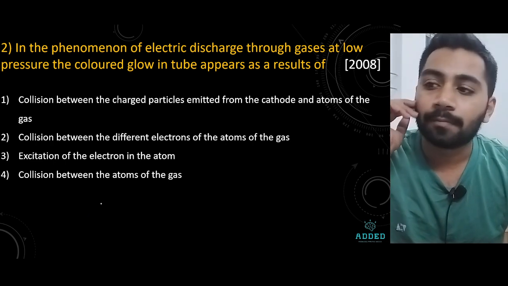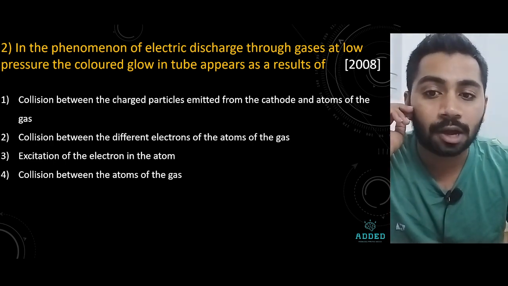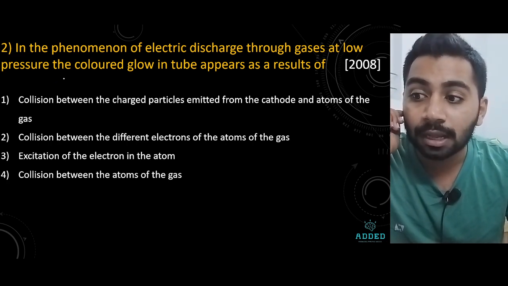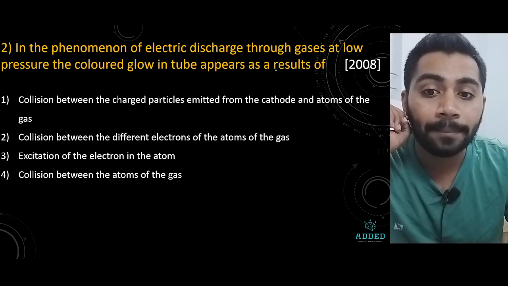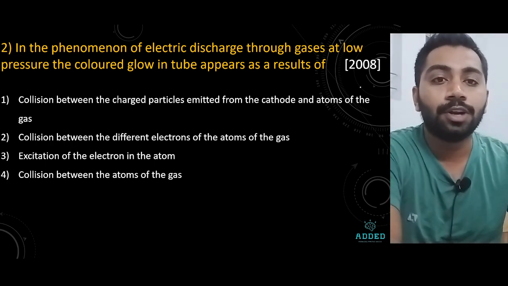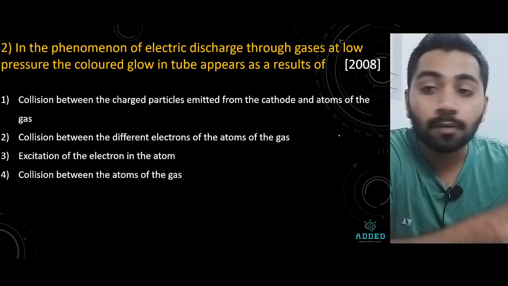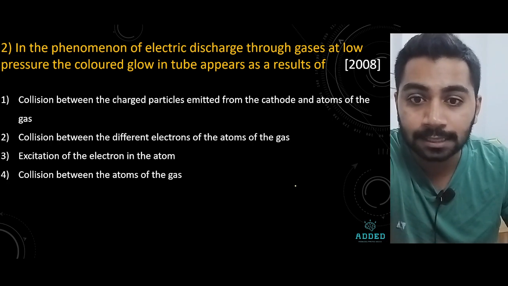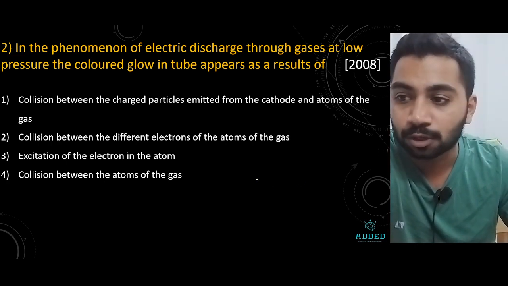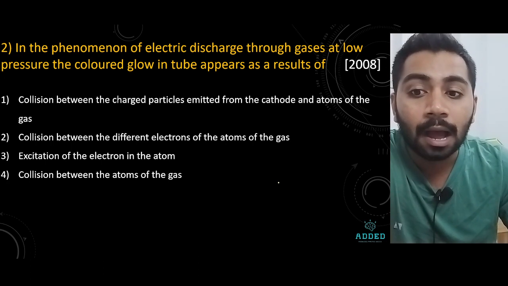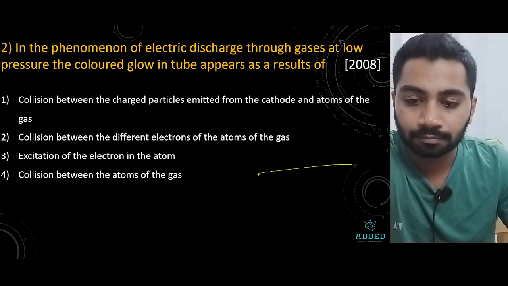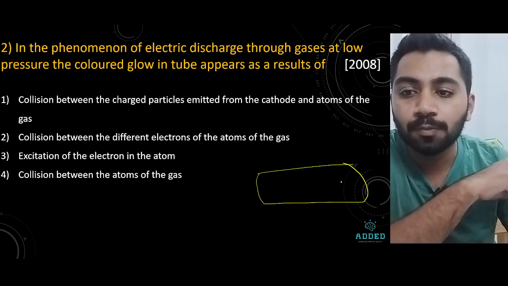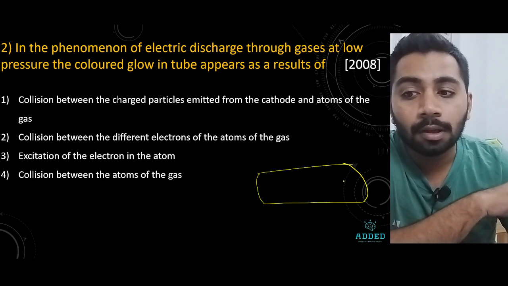Okay. Now next one. In the phenomena of electric discharge through gases at low pressure, the colored glow in the tube appears as a result of. See, 2008 it was asked in NEET. So this is a very simple phenomenon. Which is low pressure. This is a discharge tube. Now they are telling in the discharge tube, the color glow appears as a result of.